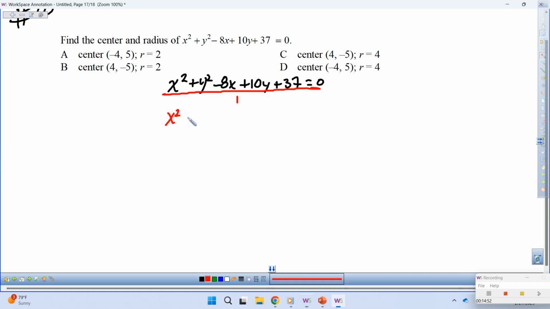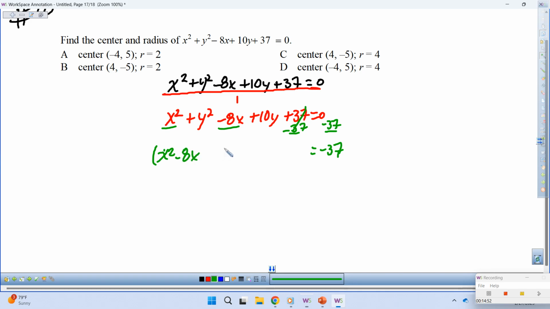So we end up with x² + y² - 8x + 10y + 37 = 0. Next, get rid of the constant. So minus 37 on both sides. We're left with negative 37 on this side, and on this side we group all the x's together. So we got x² - 8x, empty space, close parentheses. Then the y's together, so y² + 10y.